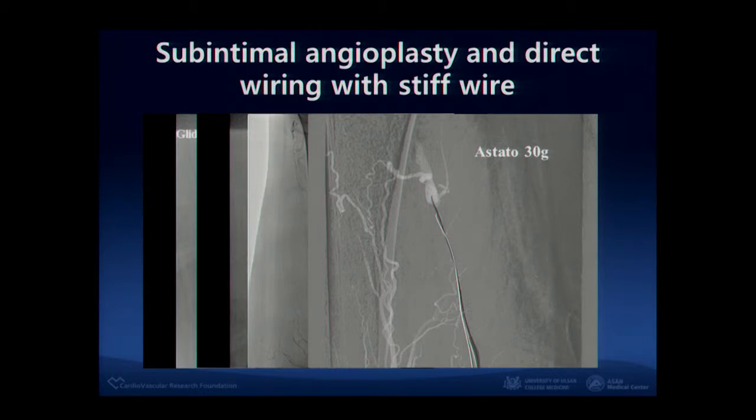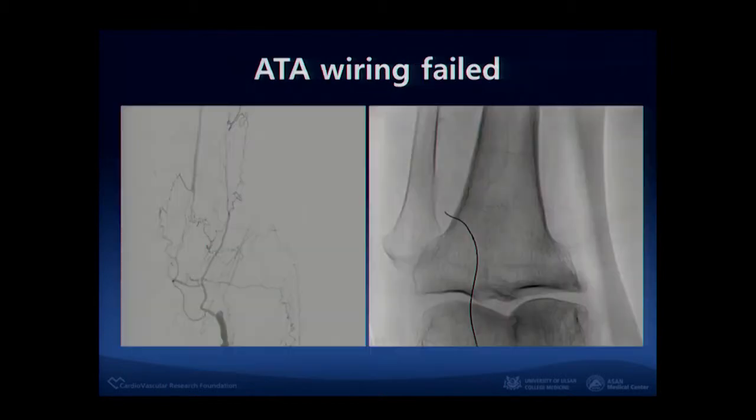However, I wanted to minimize damage to the CTO segment and beyond the CTO segment, so I wanted to try direct wiring. The Astato wire is a very strong wire, so it easily goes down. We reached on the road map, and you can see the wire reached the distal cap. Then we also met another block, so I also tried an intraluminal wire to minimize collateral damage. However, the strong wire could not negotiate the CTO segment.